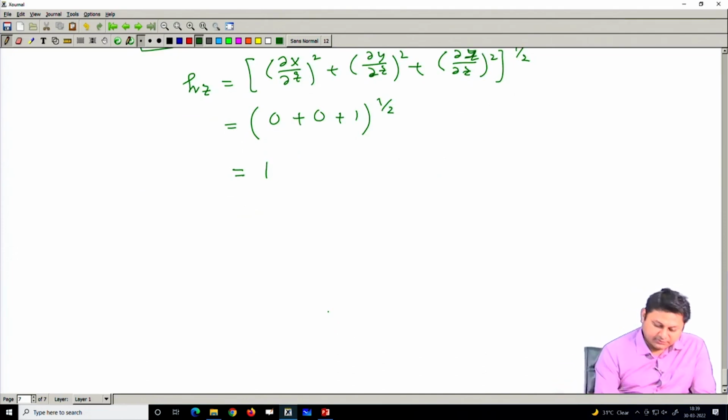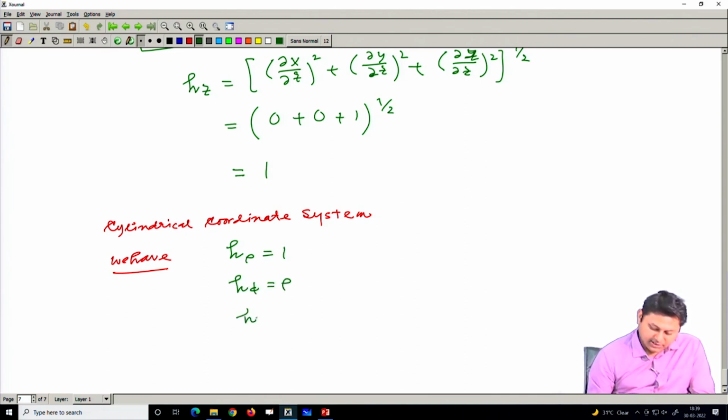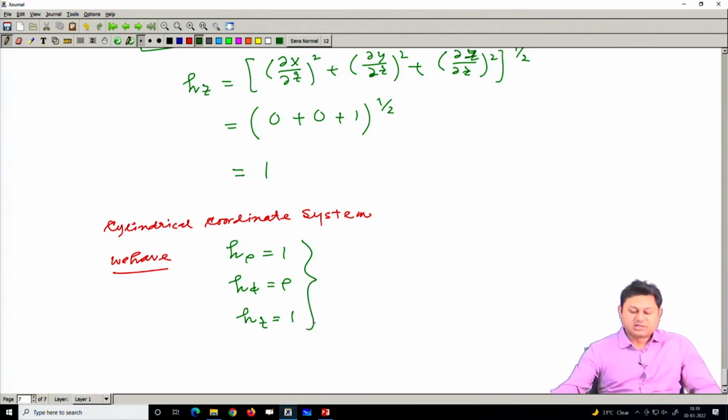So, for the cylindrical coordinate system, we have h rho is equal to 1, these are the scaling factors, h phi is equal to rho, and h z is equal to 1. So, these are the scaling factors we have for the cylindrical coordinate system.